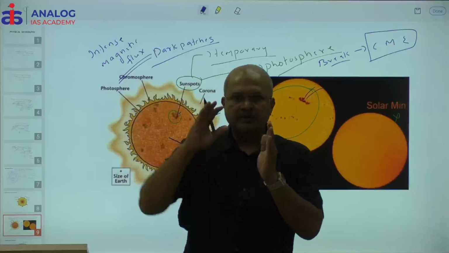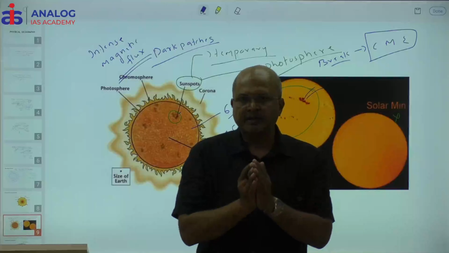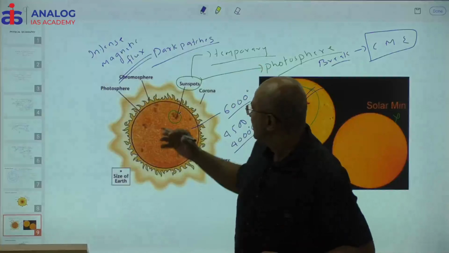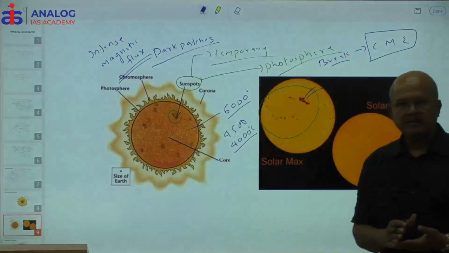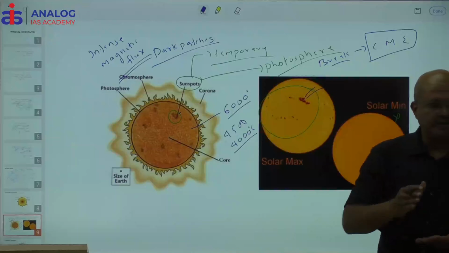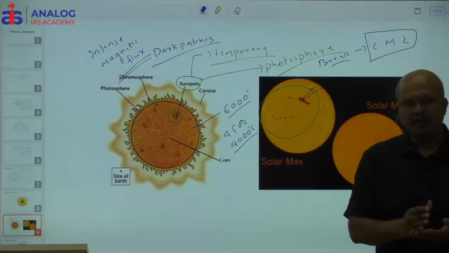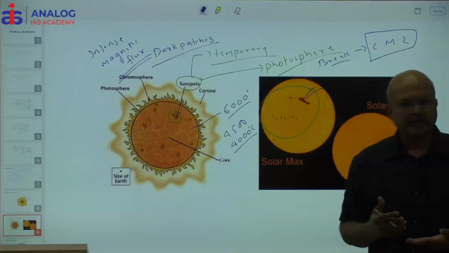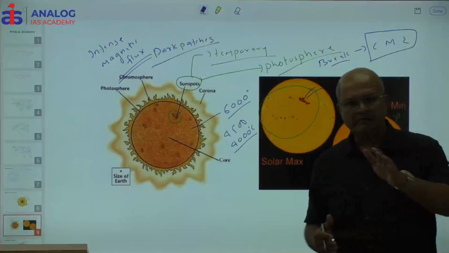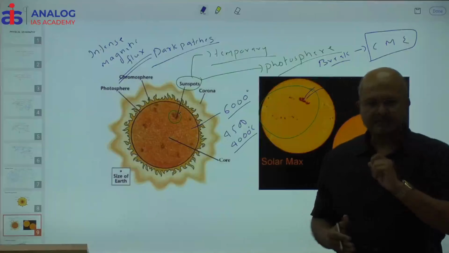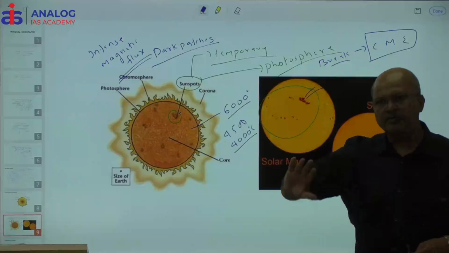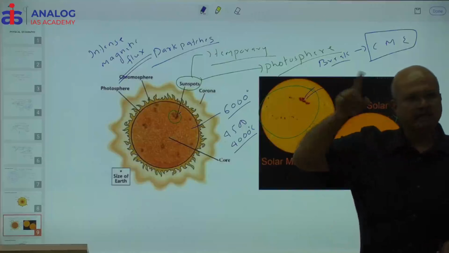Is it clear? Sunspots are temporary phenomena, intense magnetic flux, and they always develop on a temporary basis. And when they burst, they release a tremendous amount of energy, and we refer to it as coronal mass, which becomes a major threat to life activity. And of course, the Earth is protected by its magnetic field.